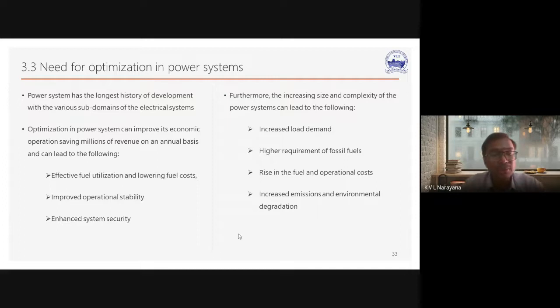In order to improve the voltage stability of the power systems, we use optimization. In order to increase the system security, to reduce the power outage times, to reduce the faults that occur in various locations of the power system, we use optimization. So optimization plays a very, very important role in achieving many objectives, whatever is given here, so that we can save millions of revenue on an annual basis. So ultimately, optimizing the power system saves a lot of money. Okay, this is a very important thing.